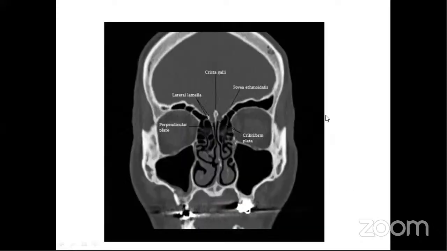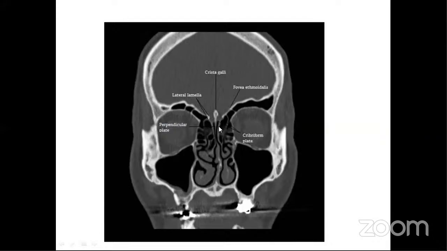This is another fat suppression image showing the olfactory nerves. This is a CT brain coronal cut showing the same areas which we discussed, like the cribriform plate here and the crista galli. The areas lateral to the cribriform plate shown here are where the olfactory nerves are located.